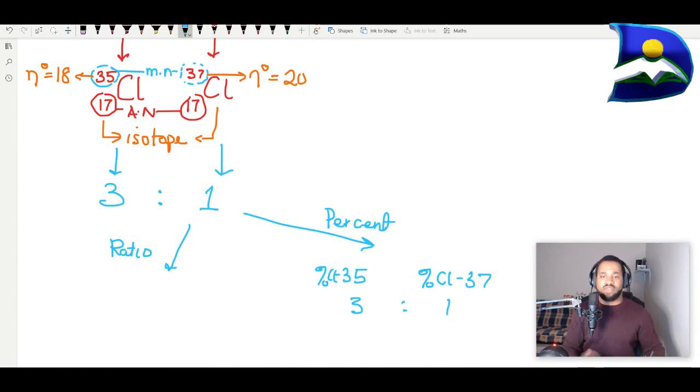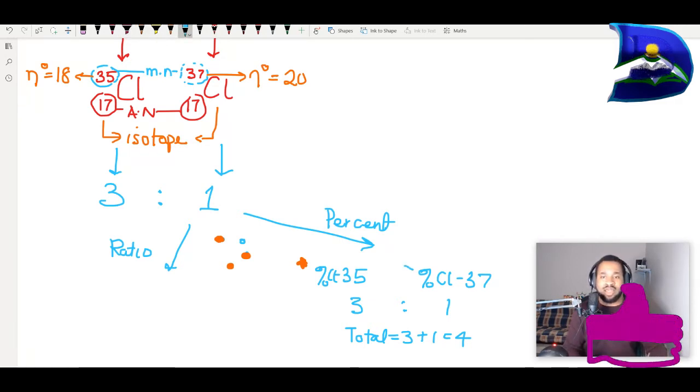we know that first the ratio is 3 to 1. And once the ratio is 3 to 1, the total of the ratios is 3 plus 1, which is equal to 4. So for this scenario, it means that out of 4 particles, which I'm going to show right here, if we have 4 particles, 3 of them, which we're going to represent as orange, are chlorine 35, while the 1 out of 4 is represented as chlorine 37.